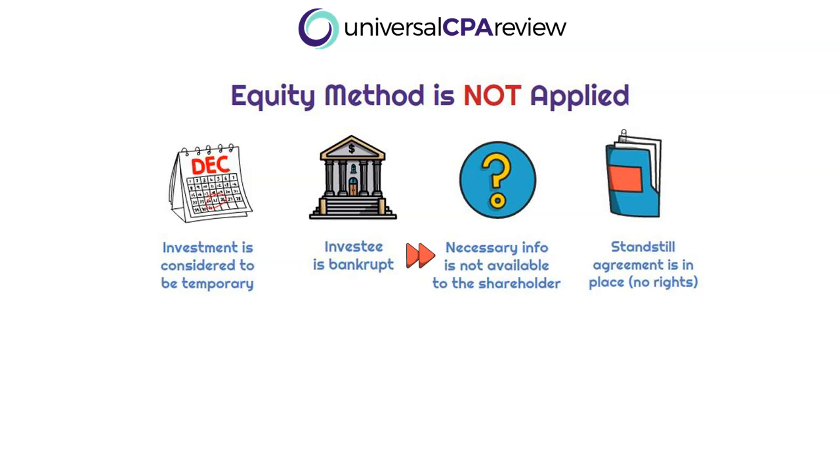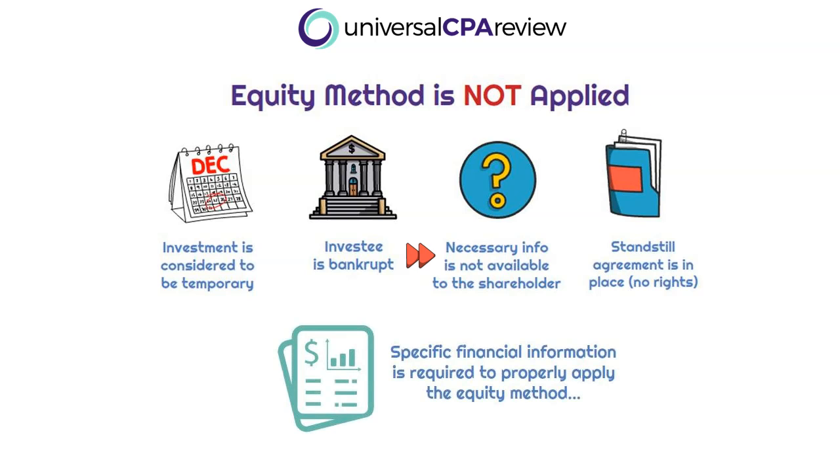What if we don't get the necessary information to be able to actually apply the equity method, right? We need specific financial information for the company, and if they're not willing to give it to us, then it's going to be hard to actually apply the equity method under US GAAP.